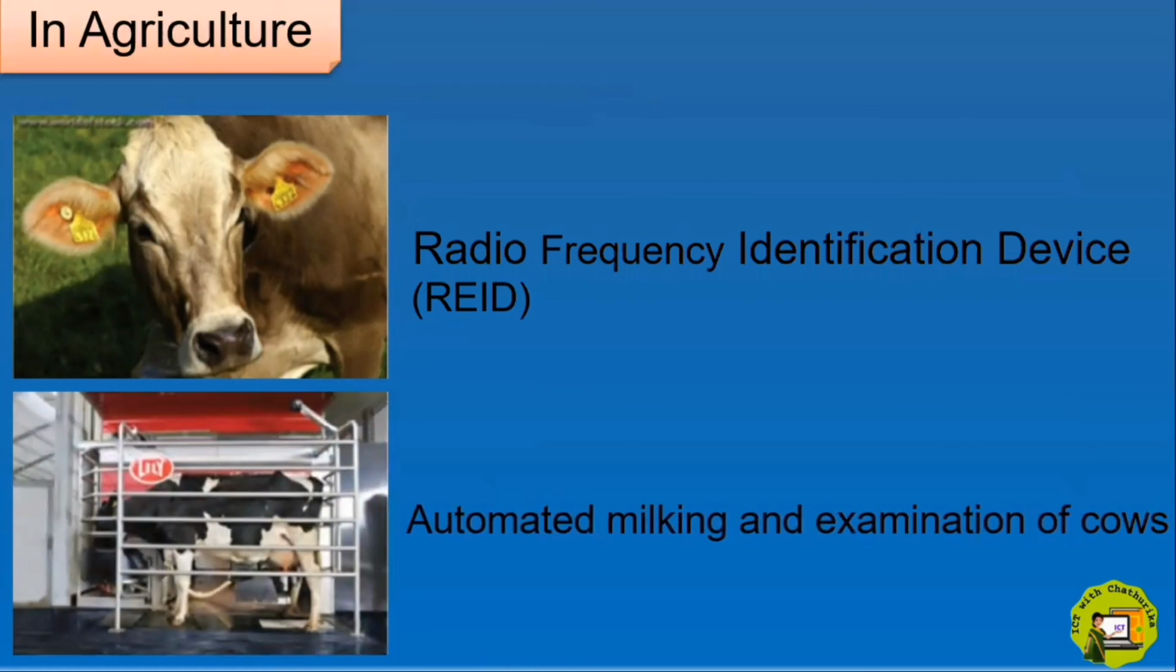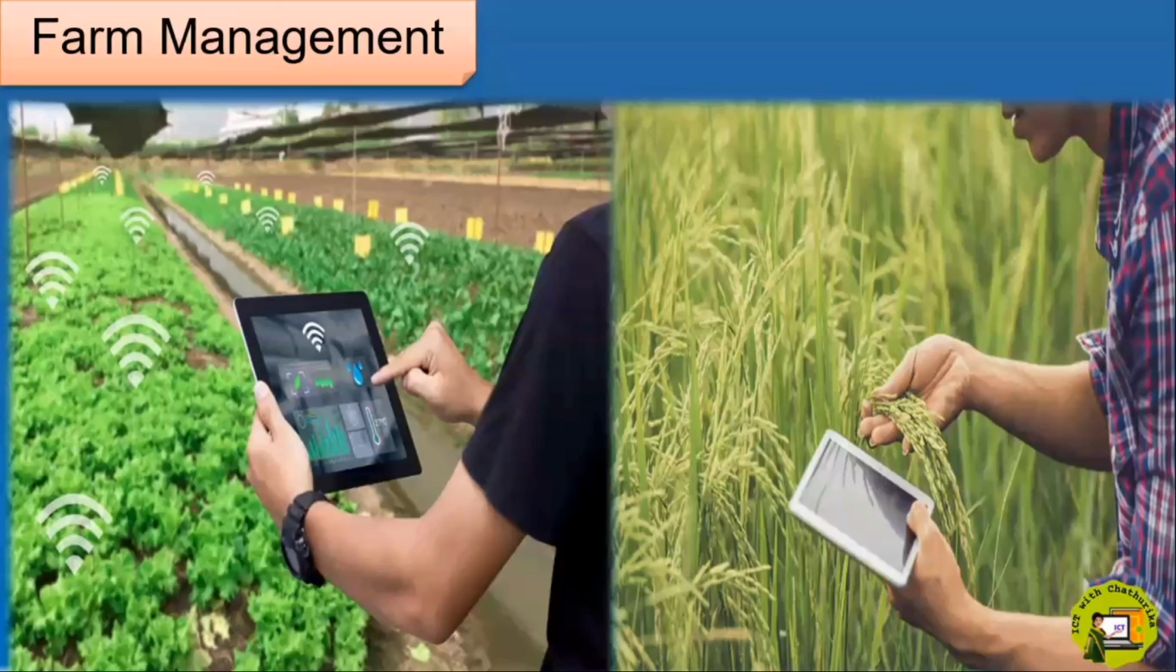Automated milking and examination of cows. So today farmer uses various portable computers such as laptops, tabs, smartphones to their farm management. So today I discussed about components of a computer, importance of software, and a role of computers in various sectors.